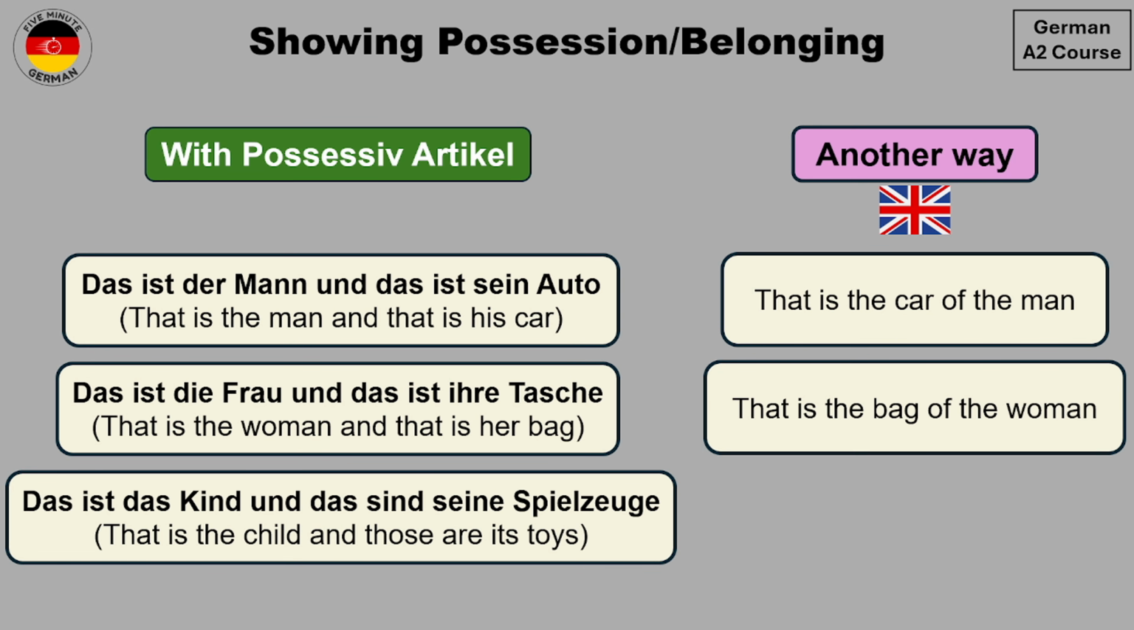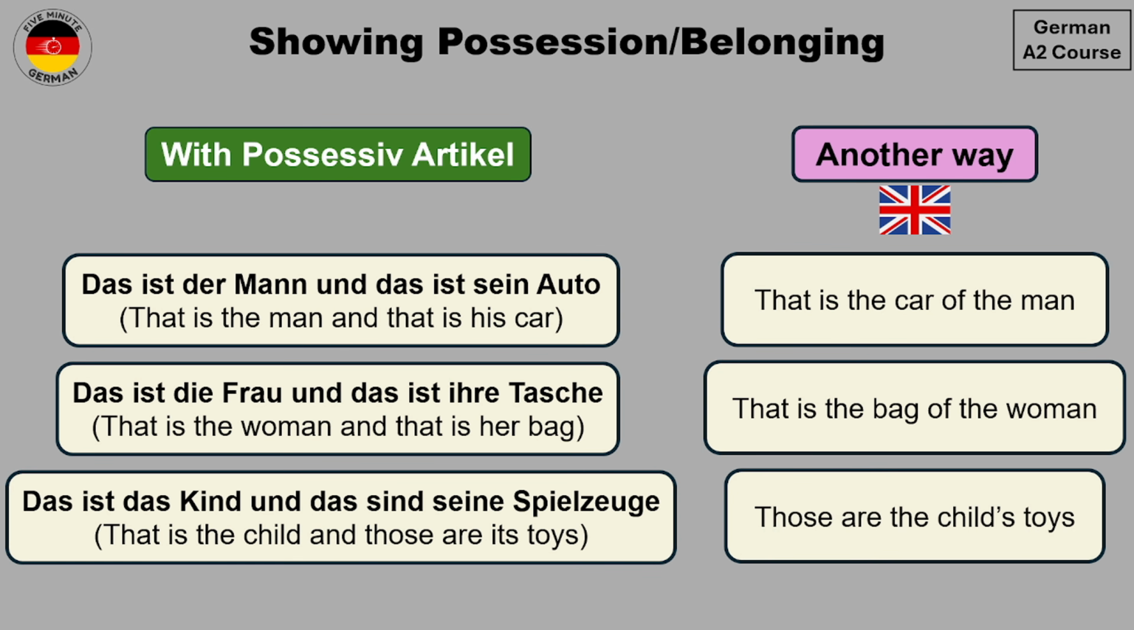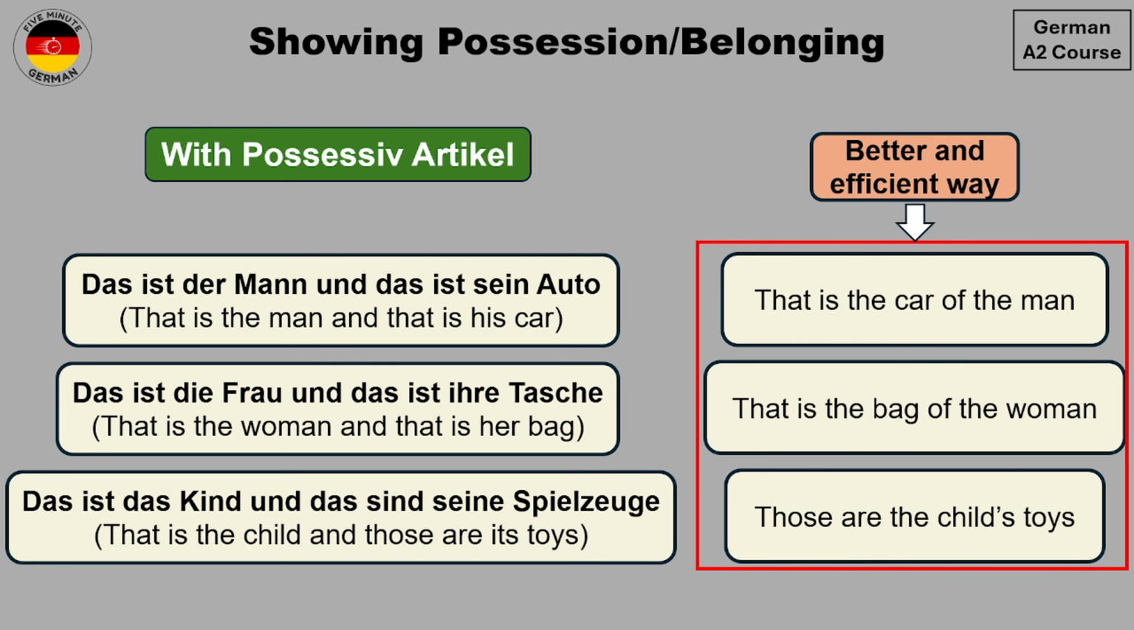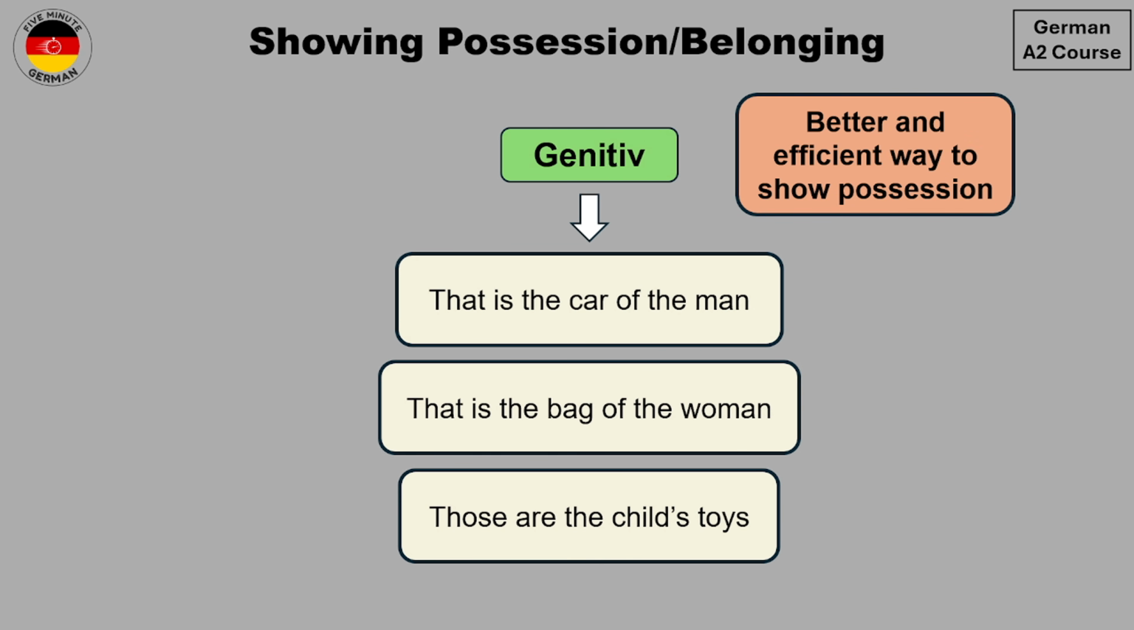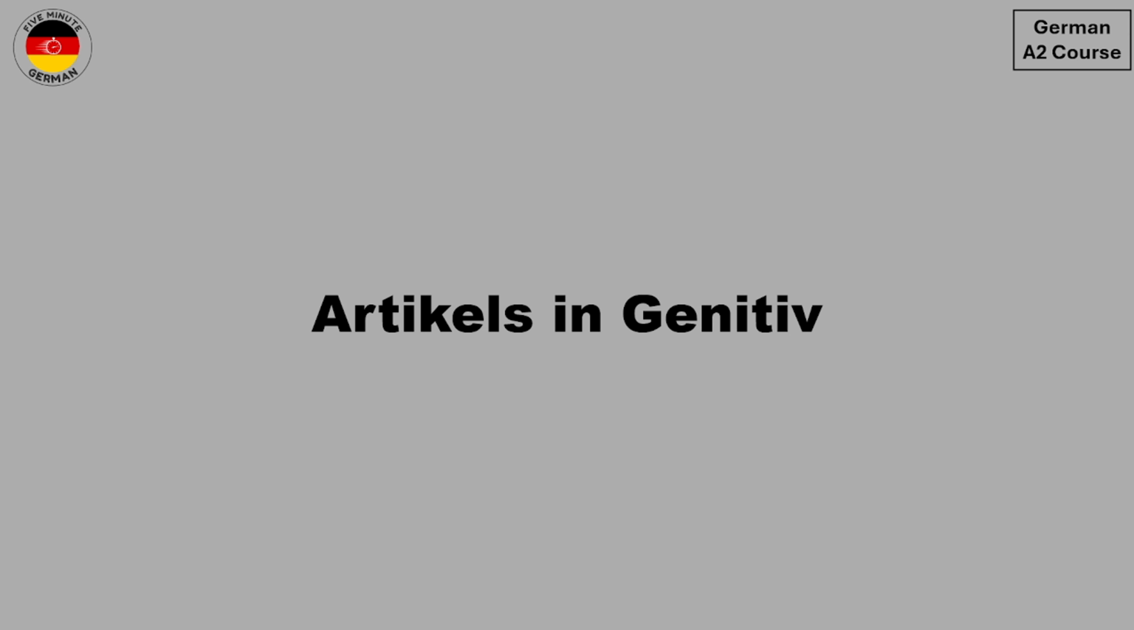And for the third sentence, which is, that is the child and those are its toys, I can write it as, those are the child's toys. Now you see that this also has the same meaning. And you see that the sentences on the right show a better and more efficient way to express possession or belonging. And these sentences that I have written on the right hand side are in the genitive case. So in simple terms, we can say that genitive is a better and efficient way to show possession as compared to possessive articles.